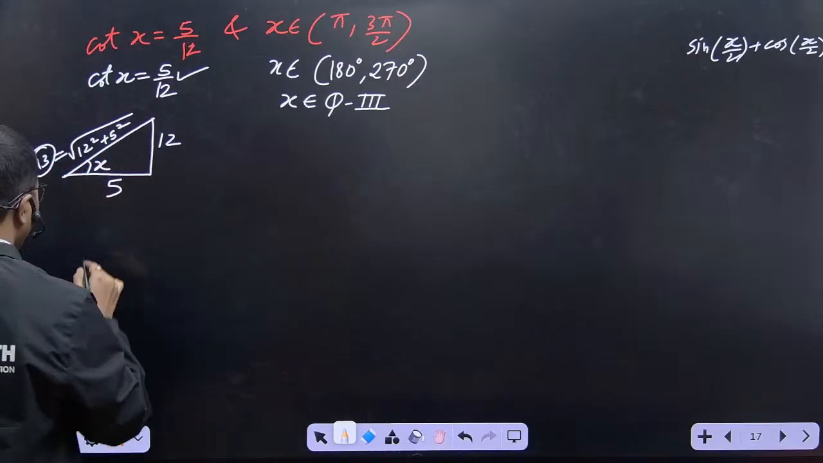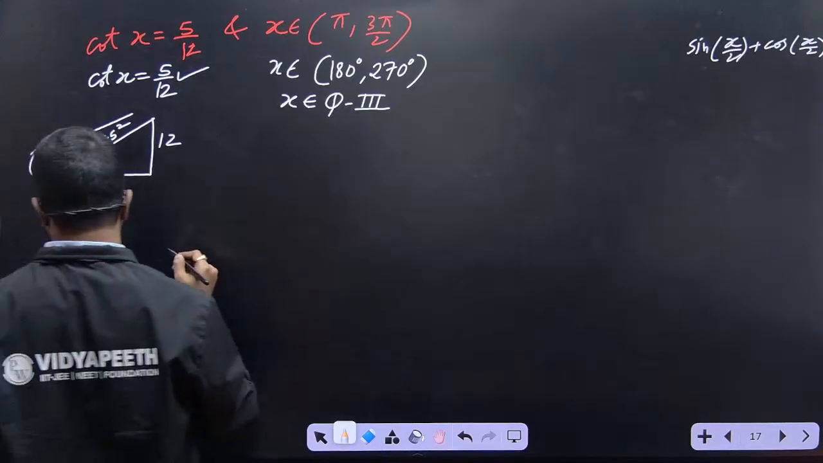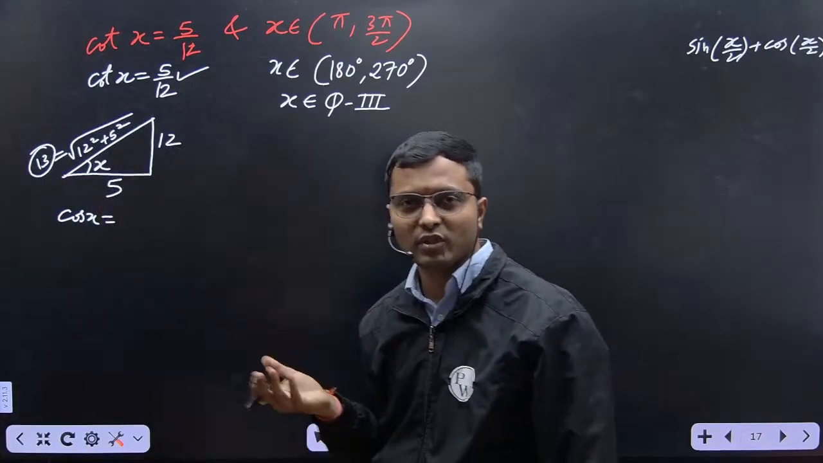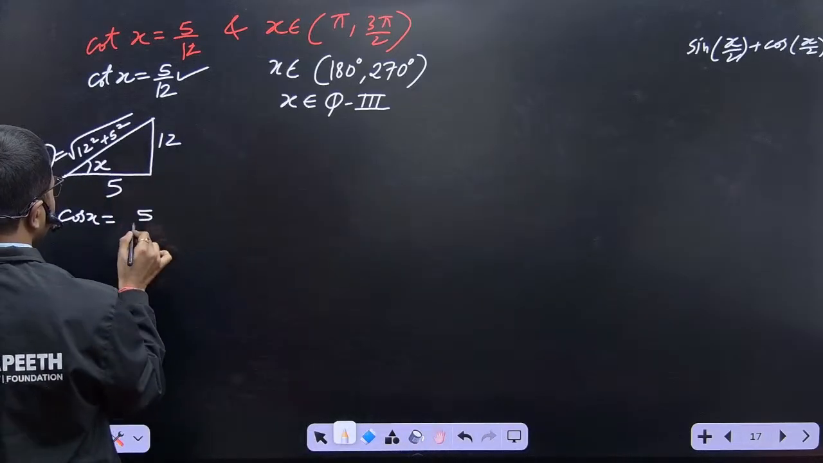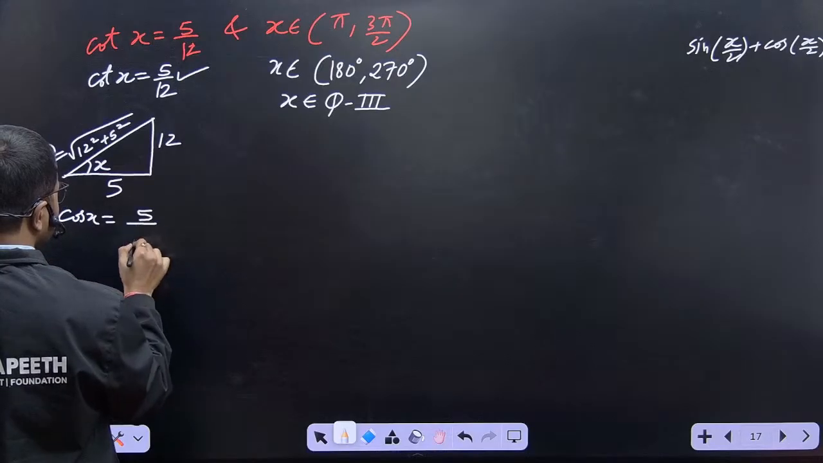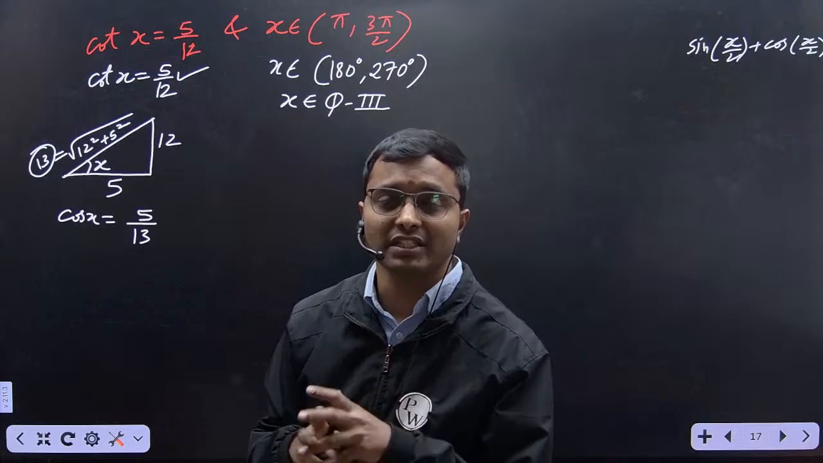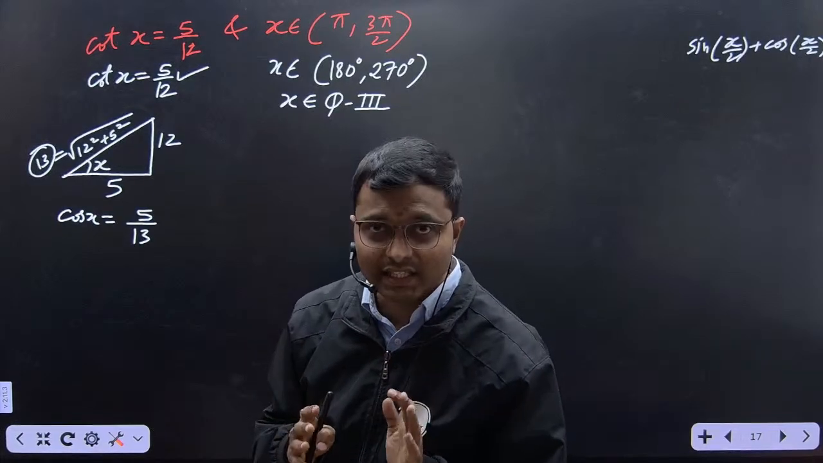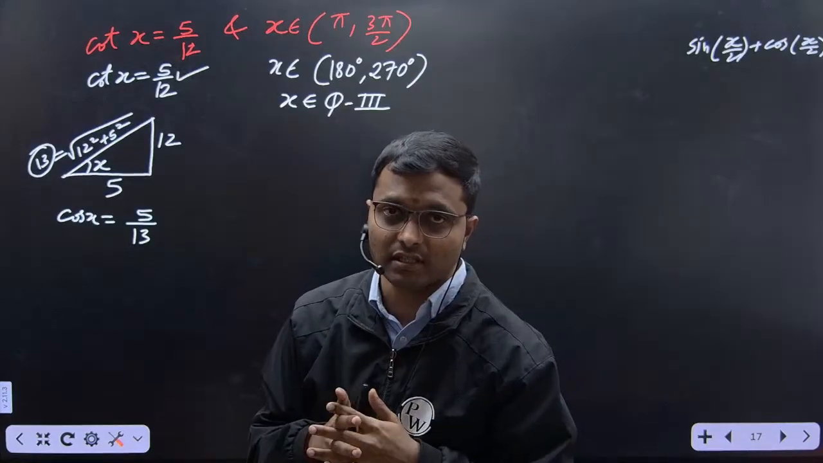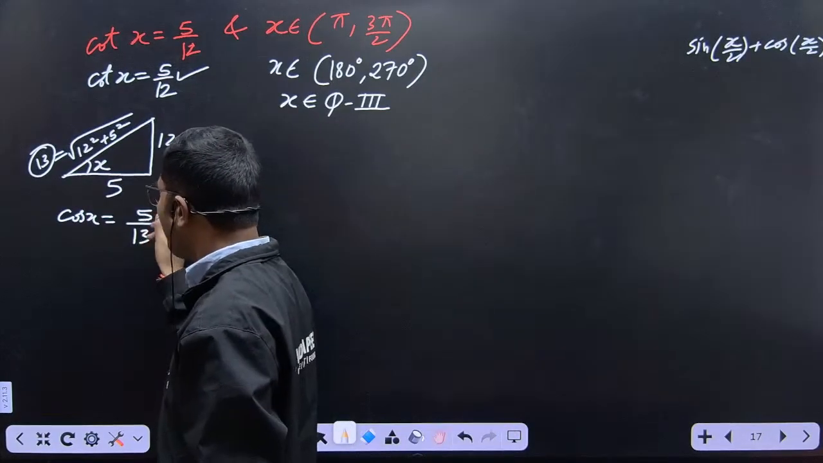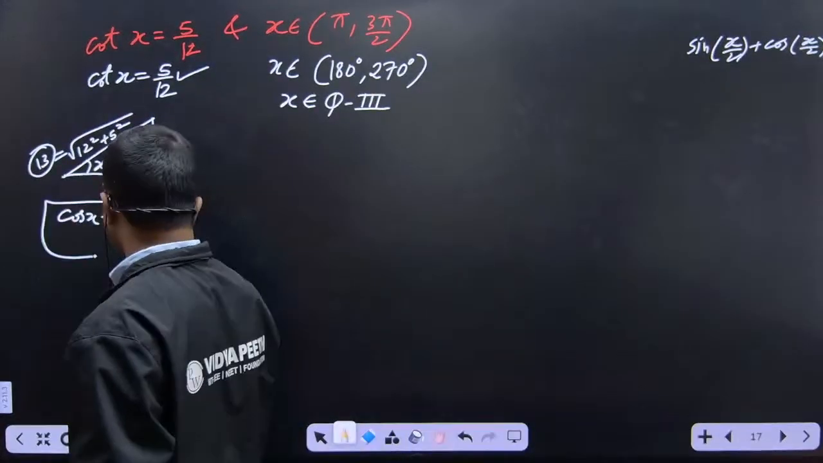Okay. Now what is cos x from here? Cos x is adjacent by hypotenuse. So we'll use that value. Adjacent is 5 and hypotenuse is 13. Should we put plus or minus? Again, that is also important. Third quadrant cos is negative because cos is positive only in first and fourth quadrant. So cos is negative. After getting 5 by 13, we need to put minus. So cos x is minus 5 by 13.